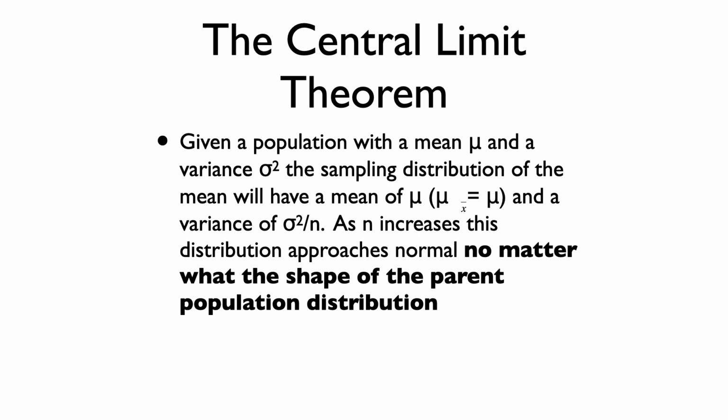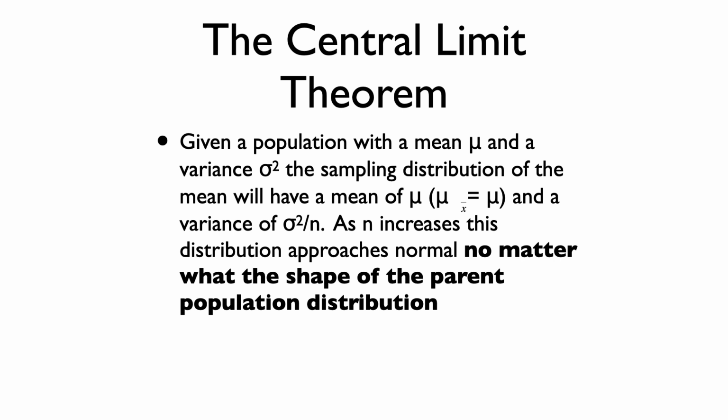The sampling distribution of the mean, we know what that is. That just says when we take a bunch of samples and we get their means and we plot the probabilities of those means, we'll have a mean of mu. Mu sub x bar equals mu. That is cool. That's telling us that the average of the sampling distribution of the mean will be the same as the average of the population.